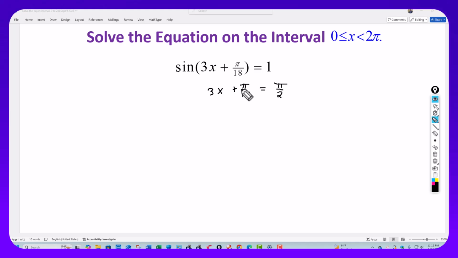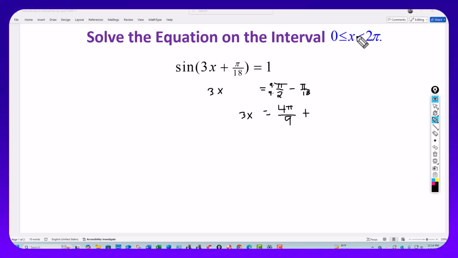That would be the answer if it was just an x, but it's not. It's 3x plus pi over 18. So we go ahead and subtract pi over 18 from both sides and bring it over to this side, so we have pi over 2 minus pi over 18. We get a common denominator, multiplying here by 9, and we get 9 pi over 18 minus pi over 18. 9 minus 1 pi is 8 pi, and reduce that down, this gives us 4 pi over 9. And then we'd have the 3x here.